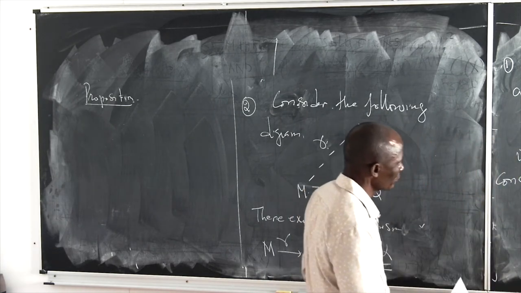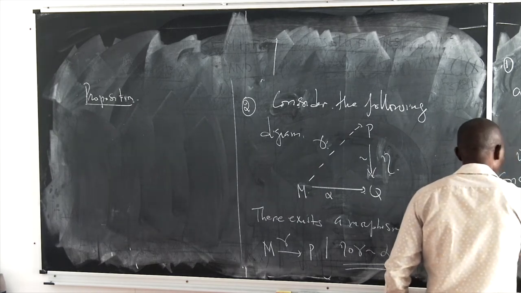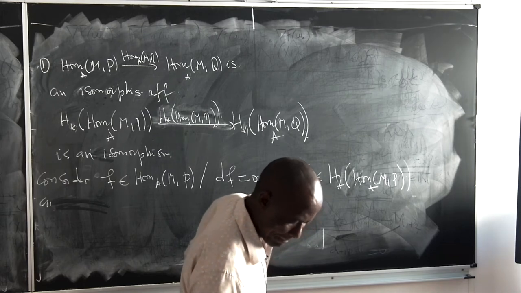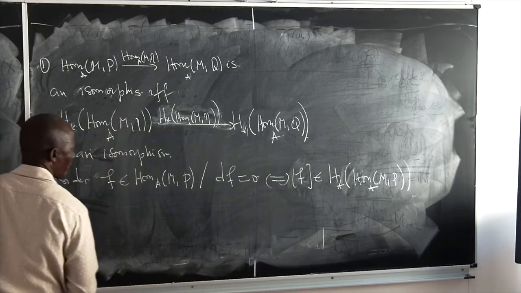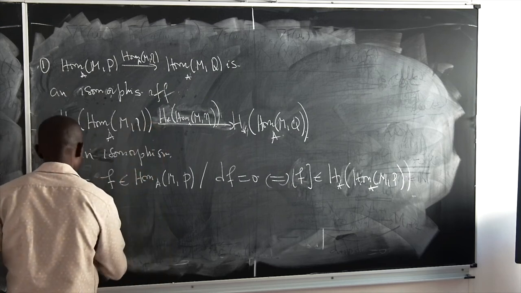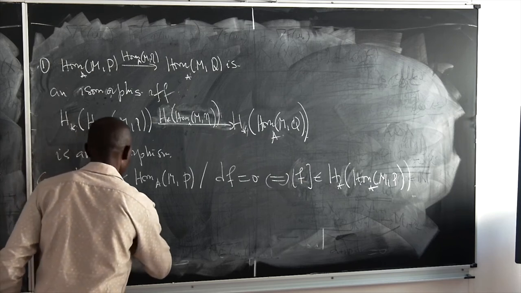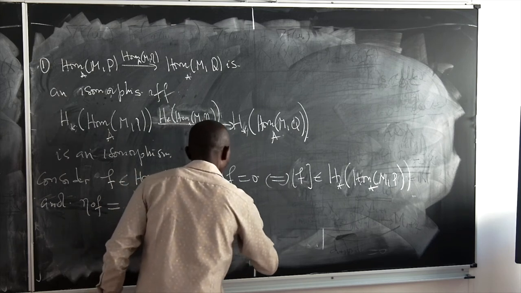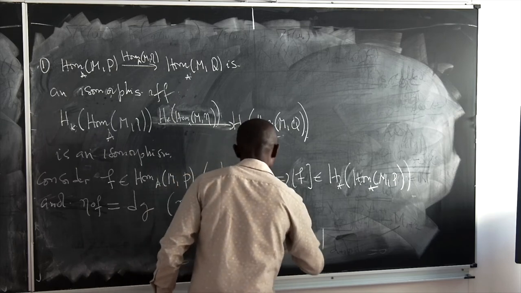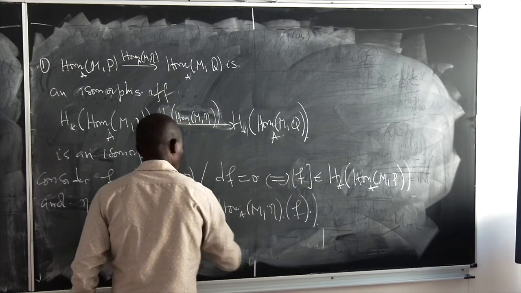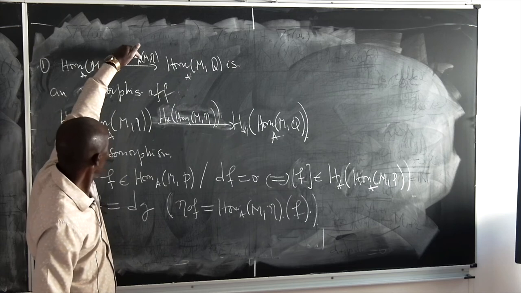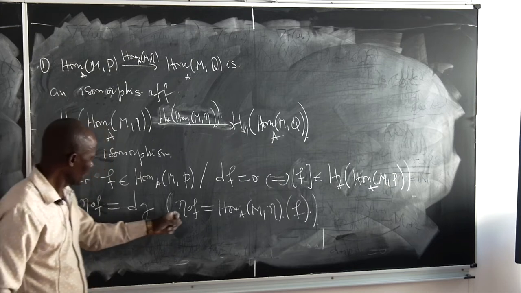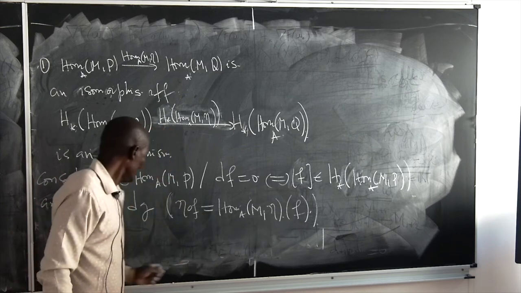And then consider F here and N composed with F equal to G. Here, N composed with F is just Hom_A(M, N) applied to F. So the image of F by this map is exactly this. N composed with F is the image of F by this map. So we have this.